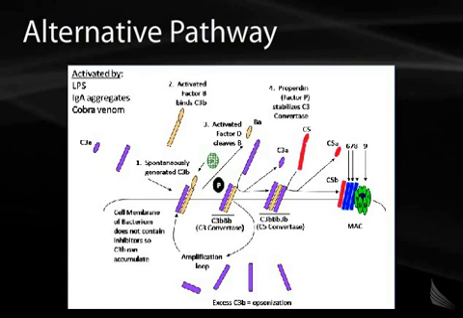Just as a note, because weird things sometimes pop up on the boards, there are certain things that are associated with the alternative pathway specifically. LPS, IgA aggregates, and cobra venom, as a matter of fact, have been shown to be specifically associated with the alternative pathway. So if you see one of those things popping up in the context of a complement question, think alternative.